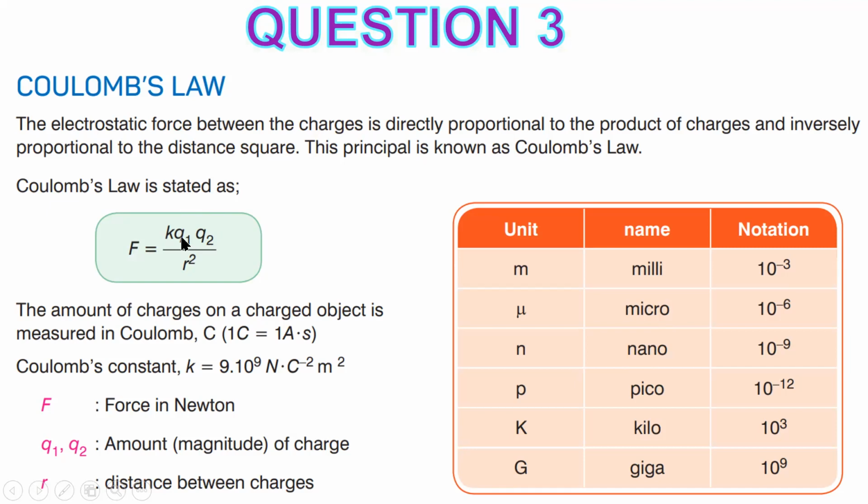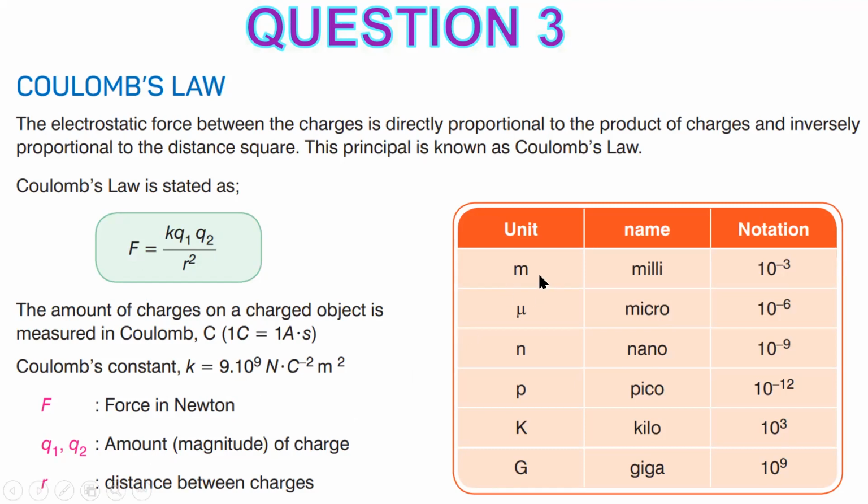Force equals K times Q1 times Q2 over R squared. So K is Coulomb's constant. It is a constant number. We are going to use it when we want to calculate force between charges. And Q1, Q2 are the magnitudes of the charges, and R is distance in meters. Distance in meters. If it is not in meters, you must convert it.